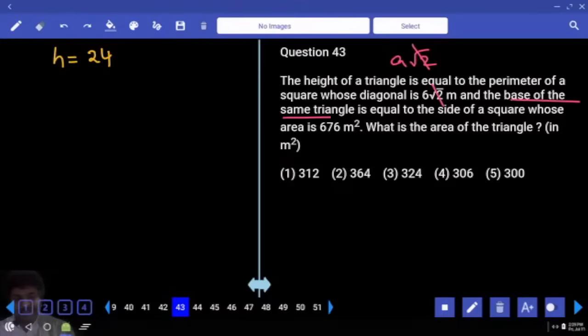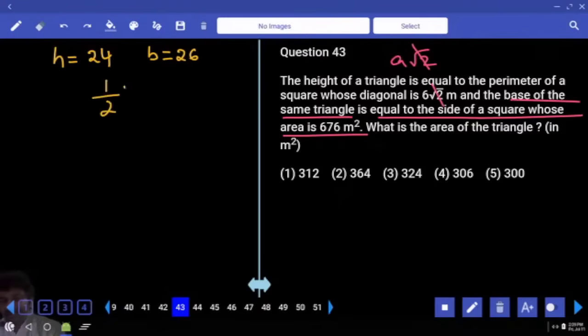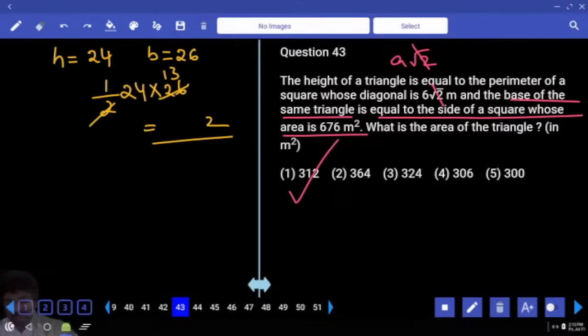Base of the triangle is equal to the side of the square whose area is 676. 676 can be written as 26 square. Then side is equal to 26. Base of the triangle is 26. Area of the triangle, half BH. Half base into height, 2, 13 times. Answer ends with 2. There is only 1.